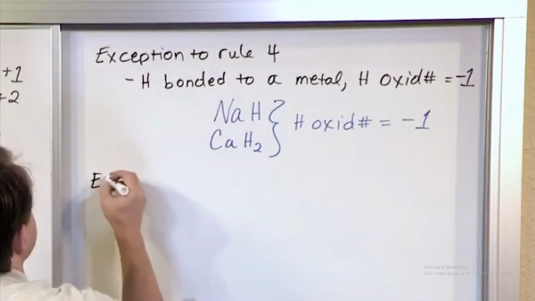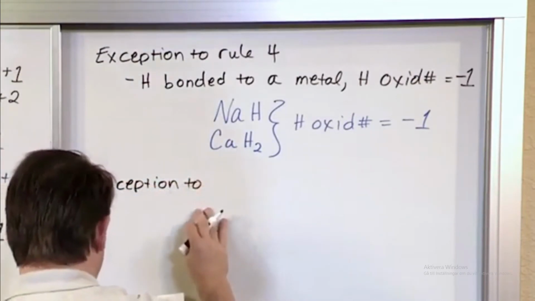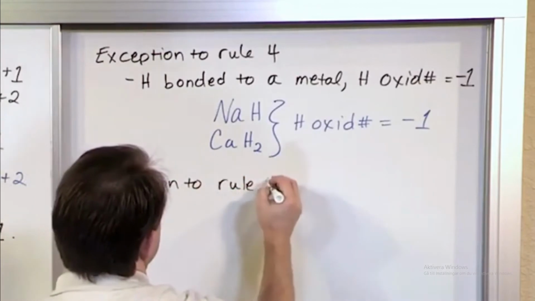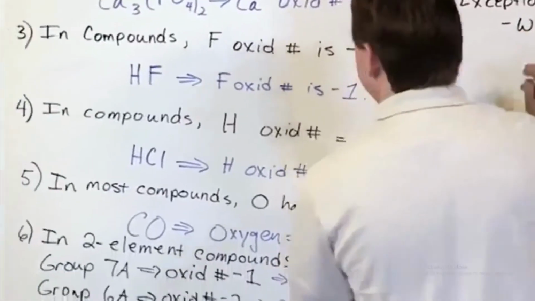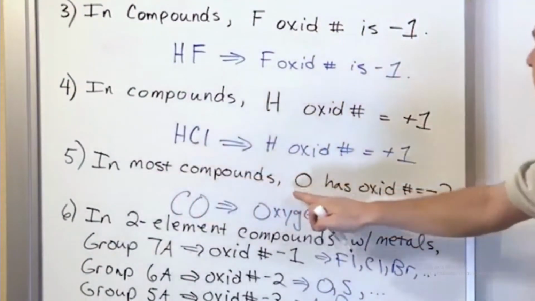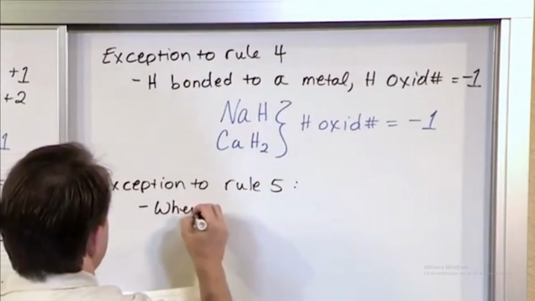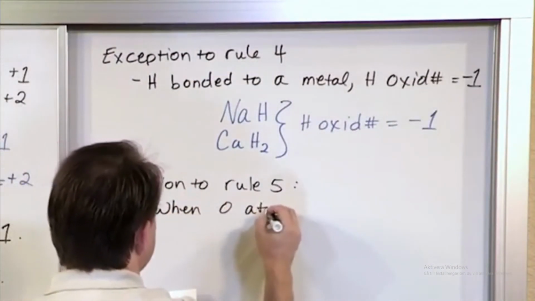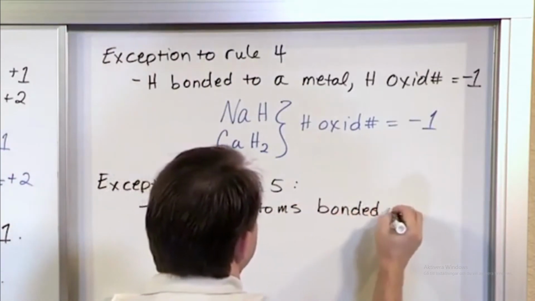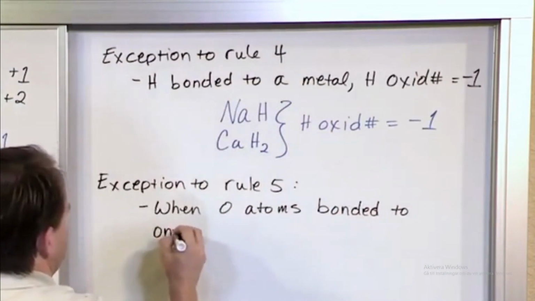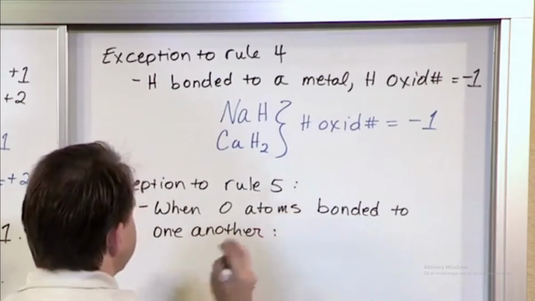Exception to rule number 5, which is dealing with most compounds. Oxygen has oxidation number negative 2. Okay? When oxygen atoms are bonded to one another, okay, then things are a little bit different.